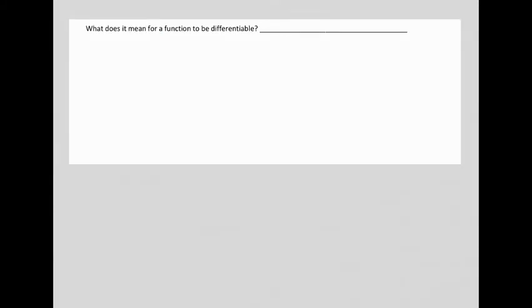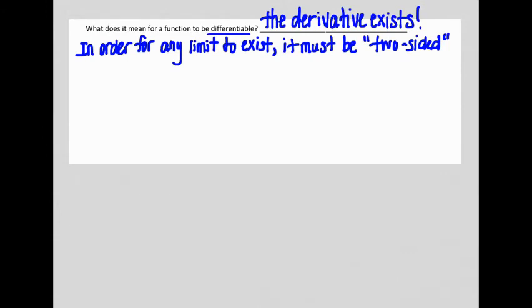So if we're trying to say that a function has a derivative that exists, we say it's differentiable. If the derivative exists, it's differentiable. Now, we just went over that a derivative by definition is a limit.